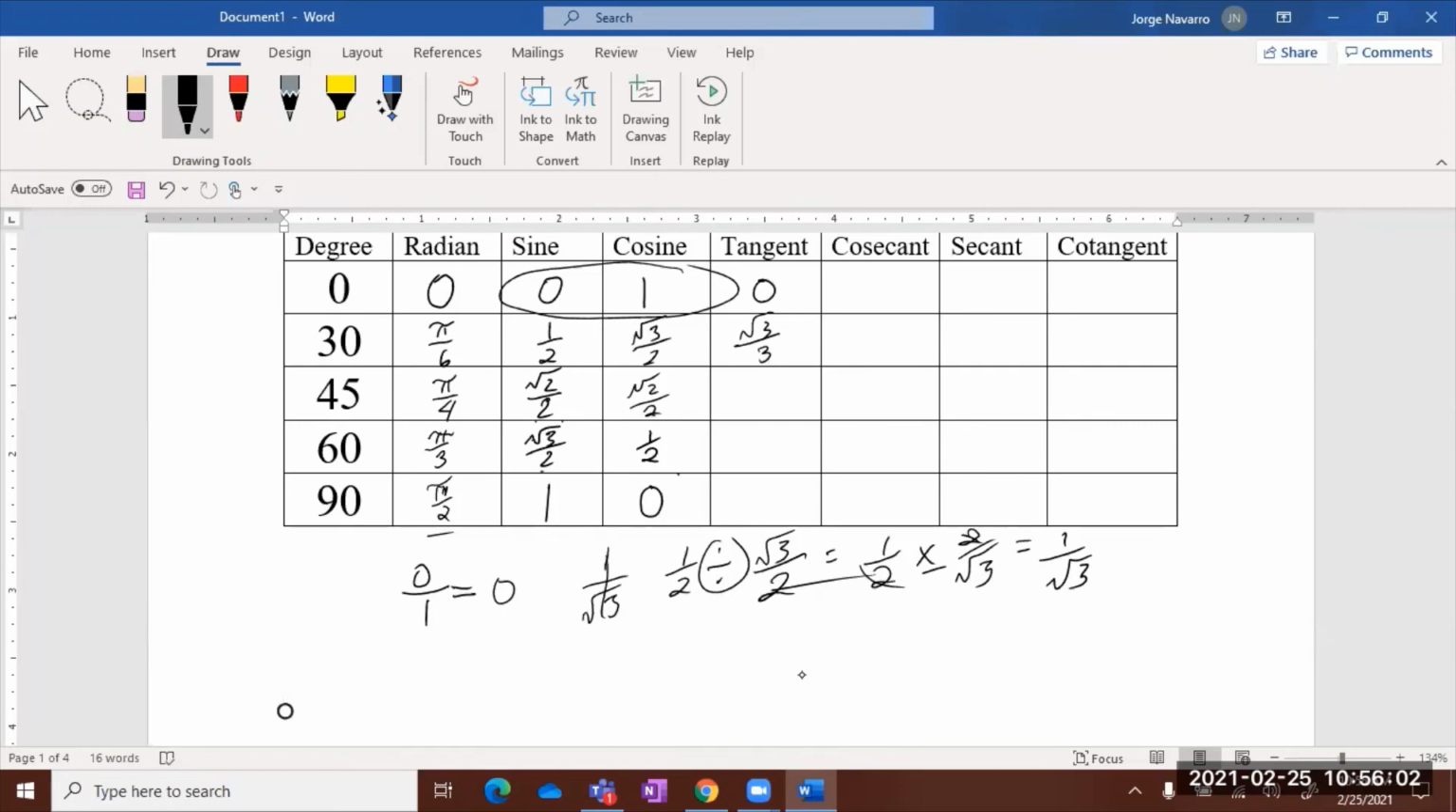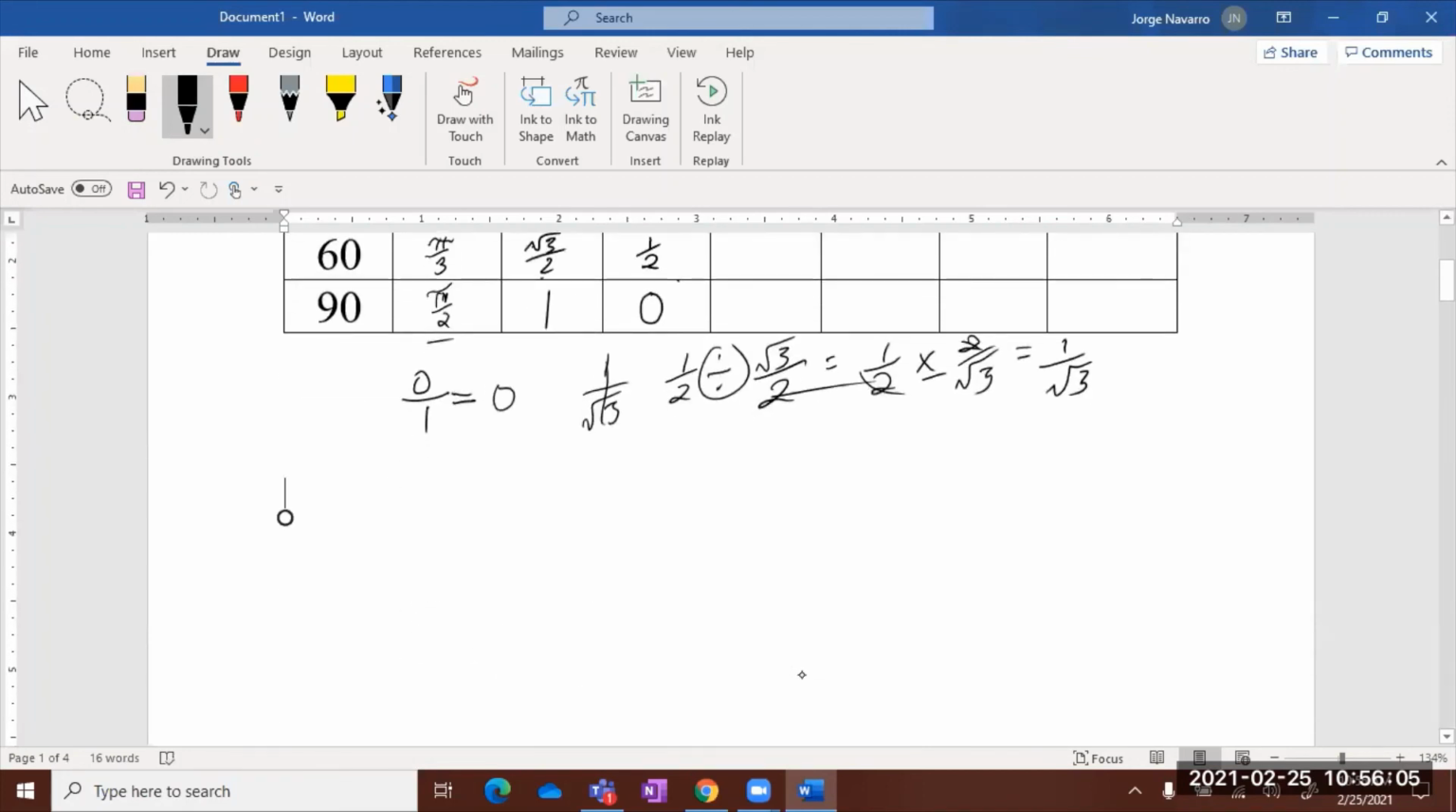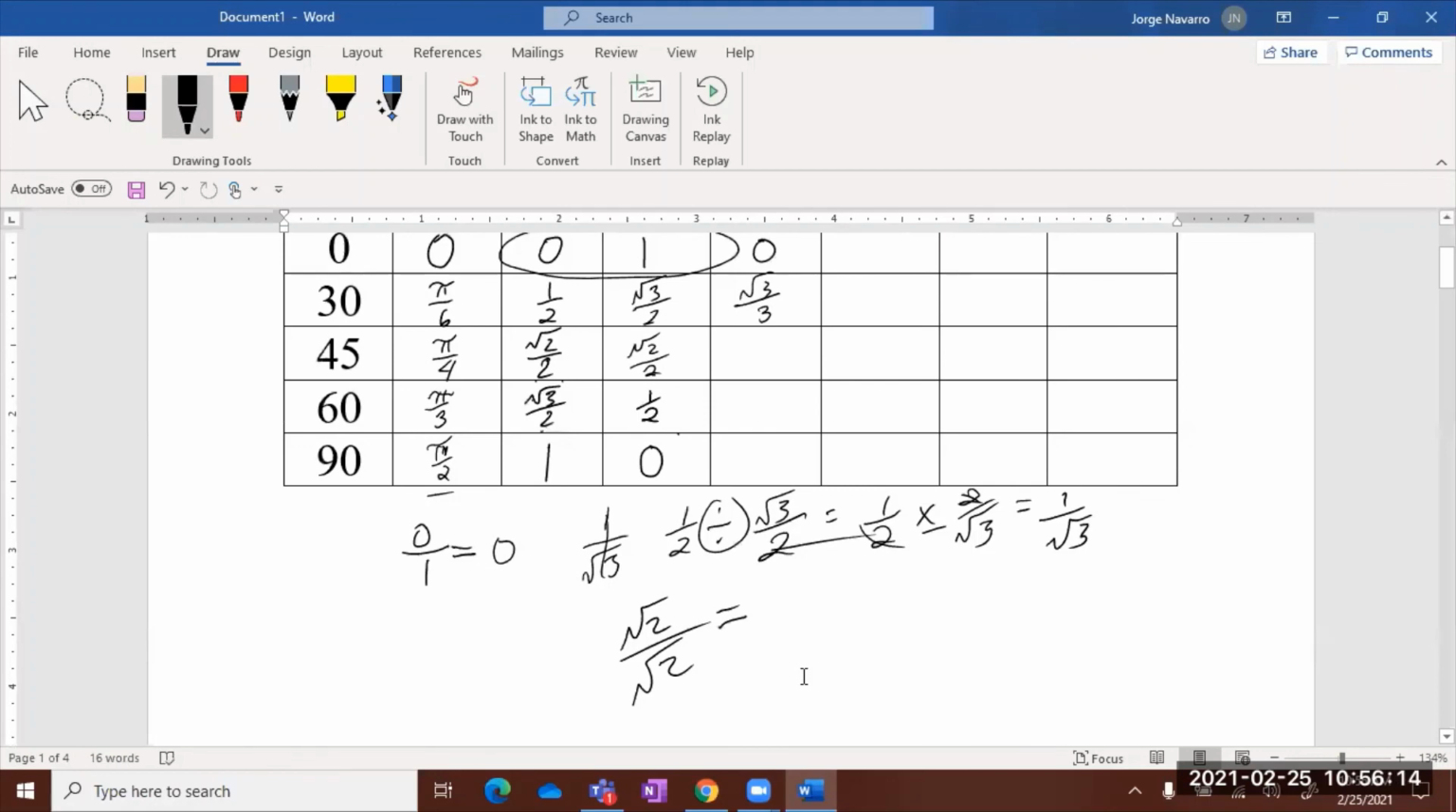So what will happen to root of 2? Root of 2 divided by root of 2, what is that? 1, right? So the next one will be root of 3 over 1, which is simply root of 3. And then 1 divided by 0 is what? Don't call it error. What do we call it? We call it undefined. So we use this little symbol to signify undefined.